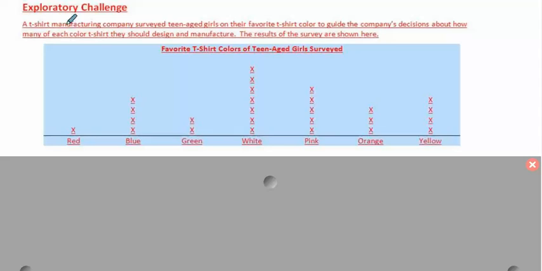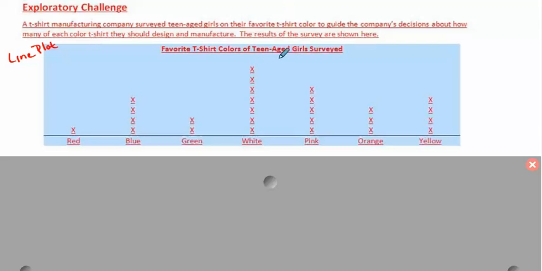This is called a line plot, or a dot plot, sometimes we'll call it. You could even have dots here instead of X's. In this case, we just have X's. Okay? Each one of these X's means something. So let's read the situation here. A t-shirt manufacturing company surveyed teenage girls on their favorite color of shirts to guide the company's decision on how many of each colored shirt they should design.